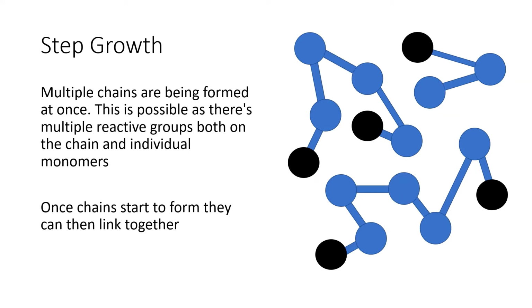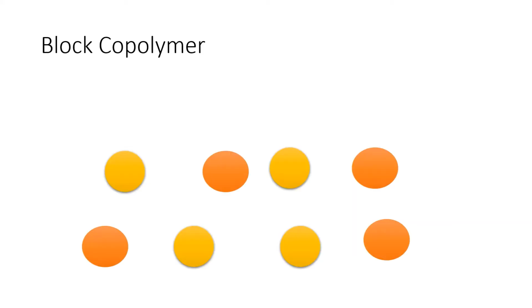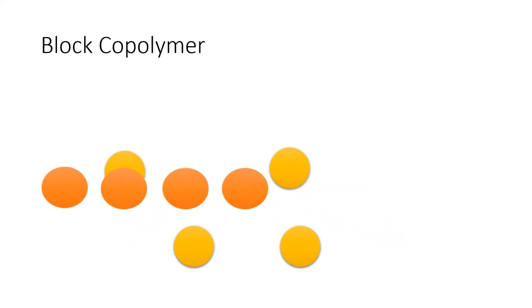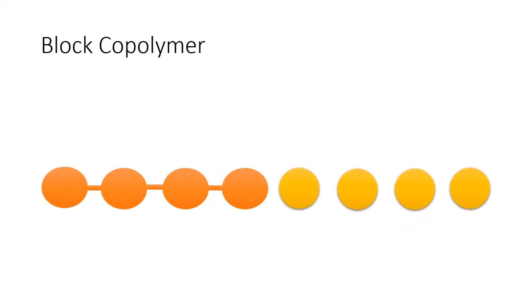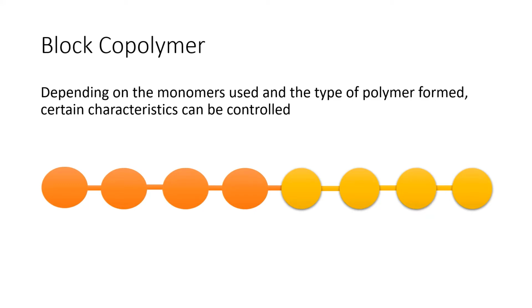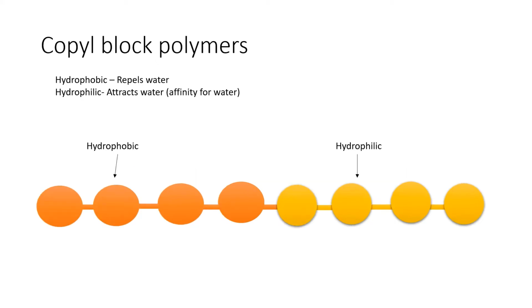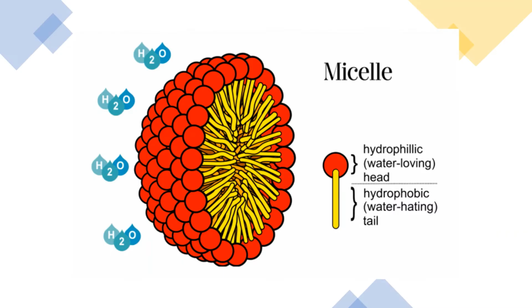Polymers can be made of multiple different monomers, making them what's known as a copolymer. By using a living polymer, you can control the order of monomers added, so that all the monomer A are next to each other, and all the monomer B are next to each other, making what is known as a block copolymer. Depending on the monomers used and the type of polymer formed, certain characteristics can be controlled. For example, if the orange monomers are hydrophobic and the yellow ones are hydrophilic, your compound will be amphipathic, meaning that they have both properties. Polymers with this property can be used to form a structure known as a micelle, which we'll look at later.